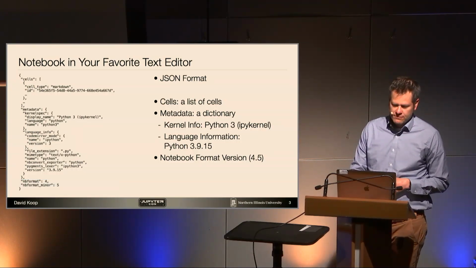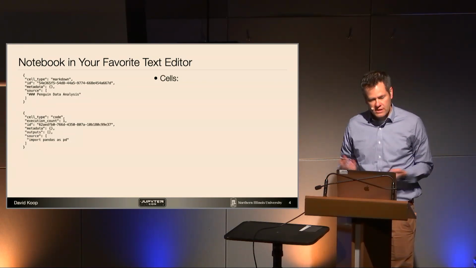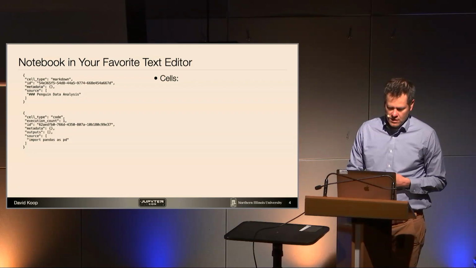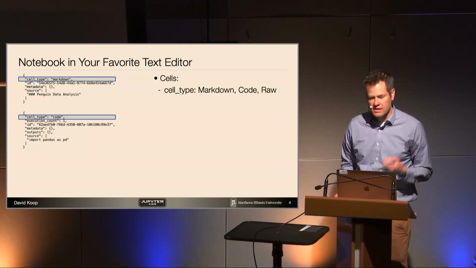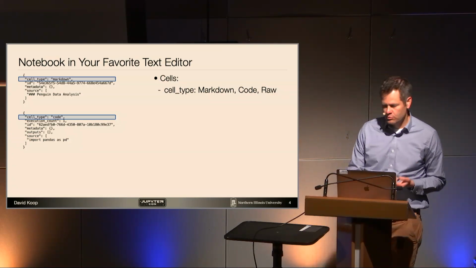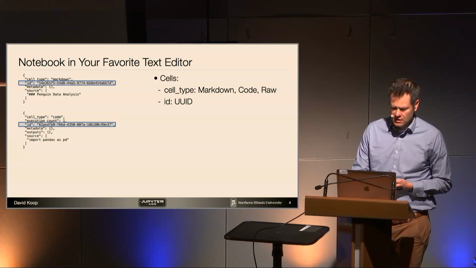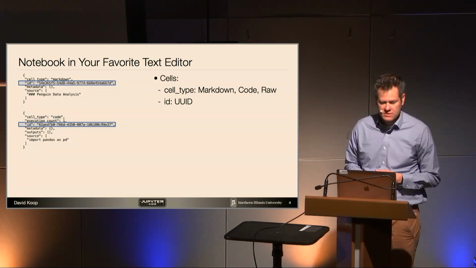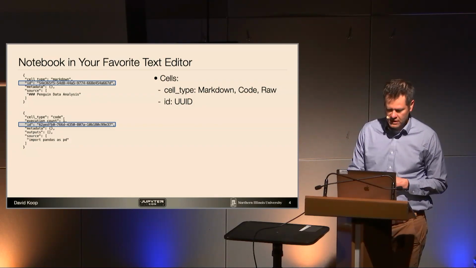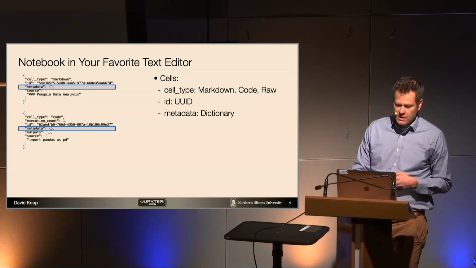Now, if we dig a little bit further into the cells, we see different types of cells. I had markdown cells and I had code cells. But between those cells, we have some common things. The cell type, different for markdown and code, but also there's a raw cell type that can be there. We also have an ID. In this case, it's a UUID that was added somewhat recently into the file format, but it's a unique identifier for the cell.